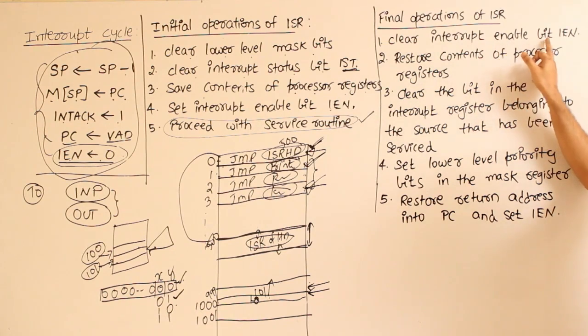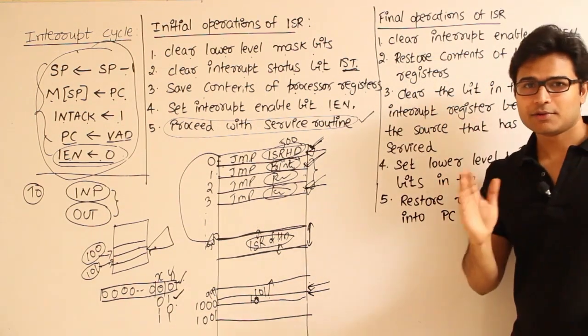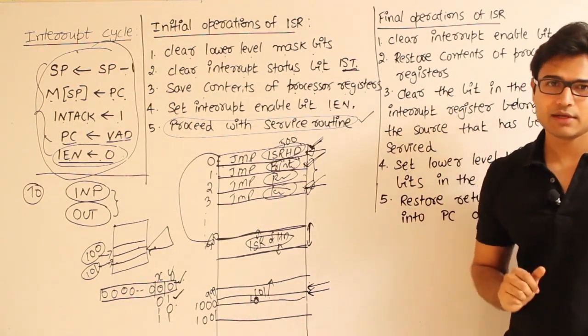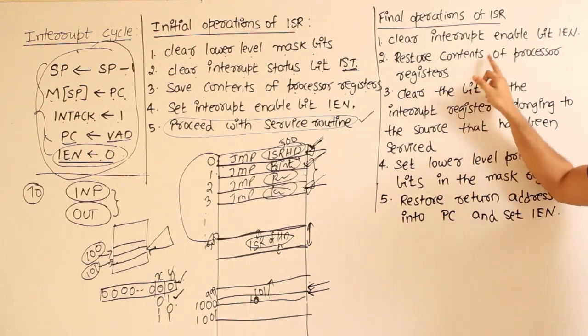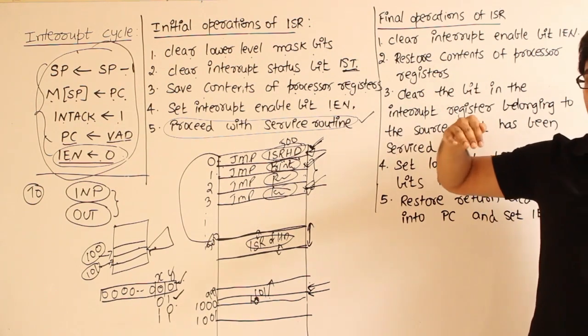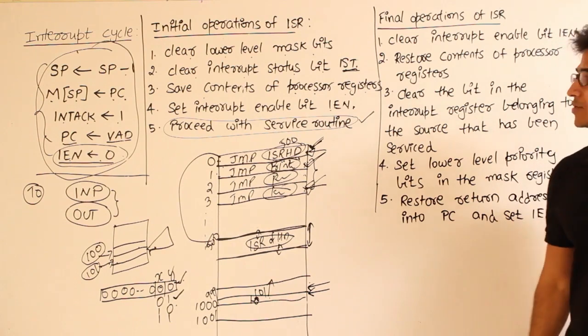Clear the interrupt enable bit. While you are returning, you don't want any interrupt to happen because it will lead to some ambiguity. So temporarily you just switch off the interrupts, and after switching off the interrupts, now restore the contents of the processor registers. Why? Because you are returning the control to the program which was running before this interrupt service routine.